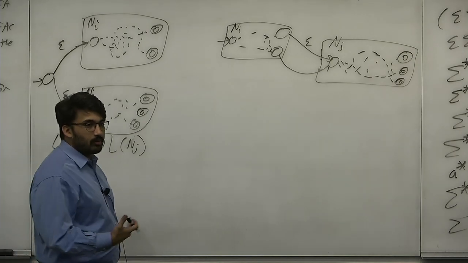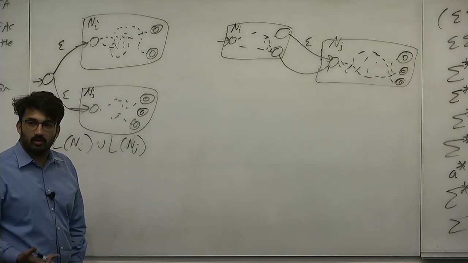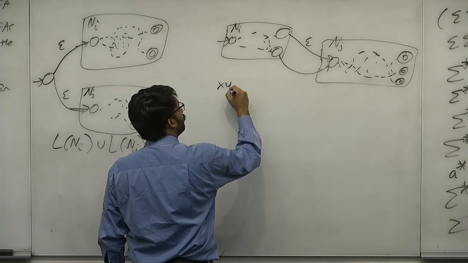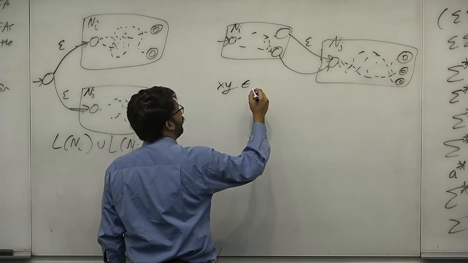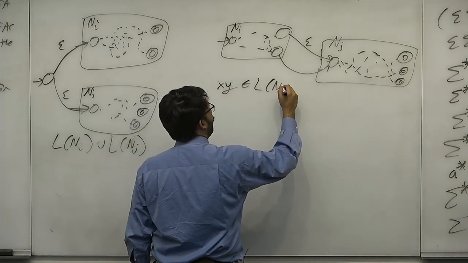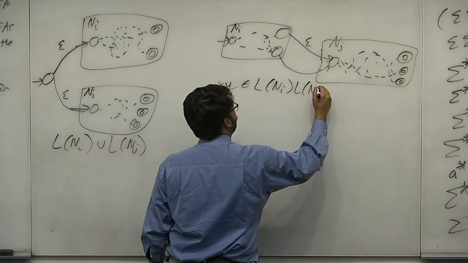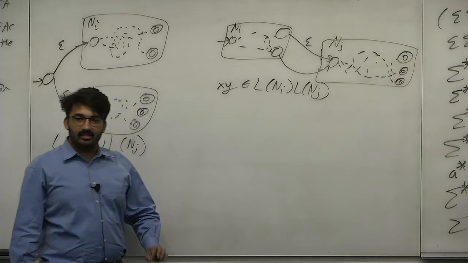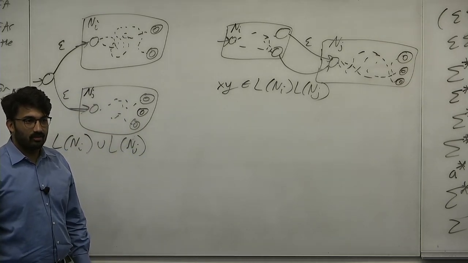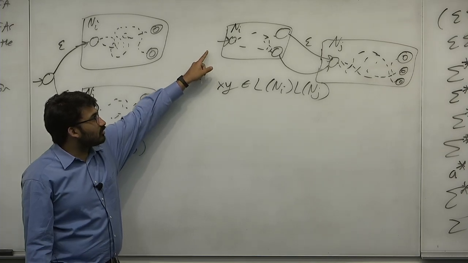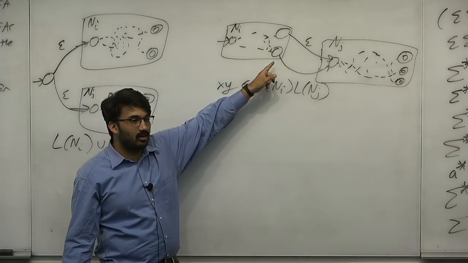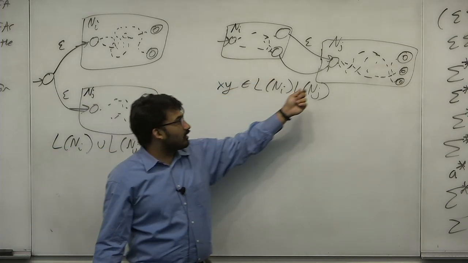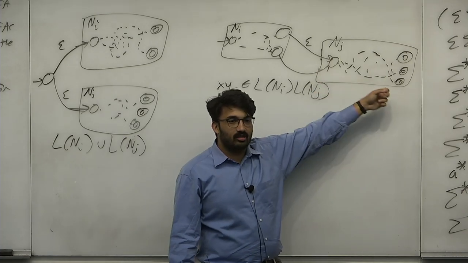Here's the reason this works. I mean, obviously by the picture it works, but here's the reason. If xy is in L of Ni concatenated with L of Nj, the concatenation of these two, every word accepted by an NFA is actually a path in a graph. x is a sequence of letters that will get you from the start state of Ni to an accept state of Ni. y is a sequence of letters that will get you from the start state of Nj to an accept state of Nj.